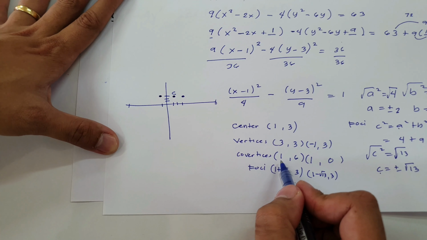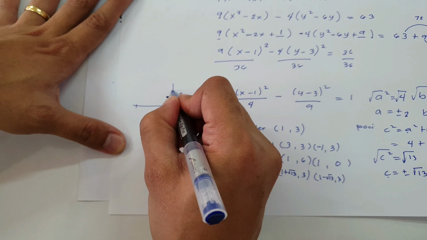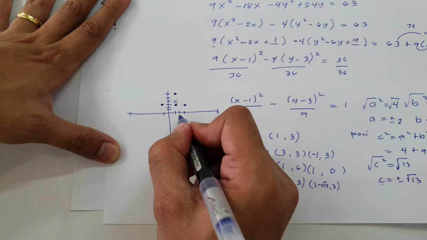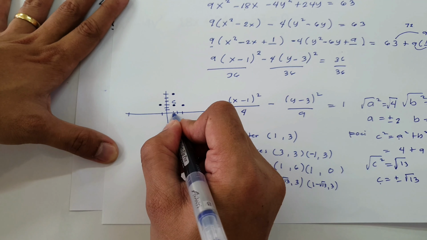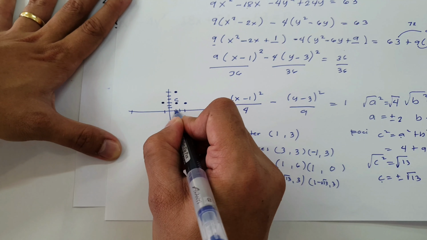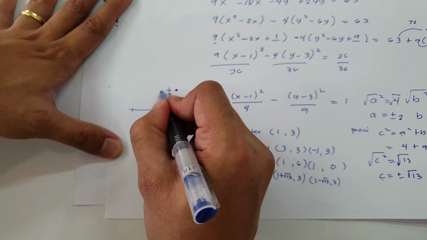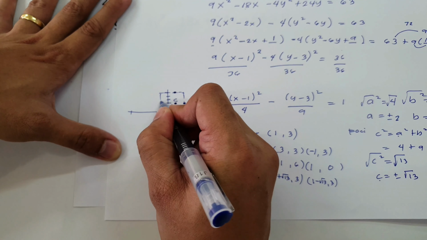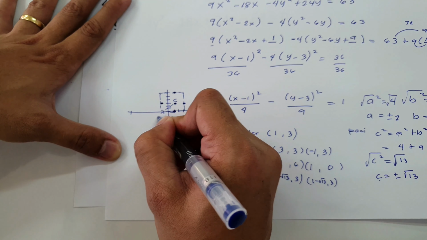Then we have (1, 6), 4, 5, 6. Then after that, (1, 0). This is (1, 0). Then after that, we're going to draw a rectangle in order for us to sketch our asymptotes. Then let's draw the asymptotes.